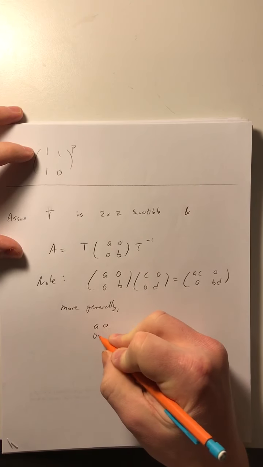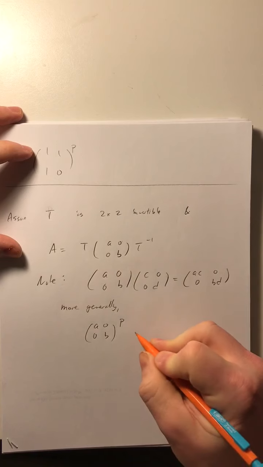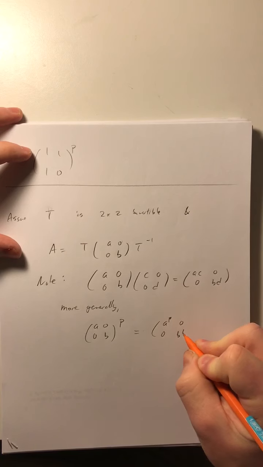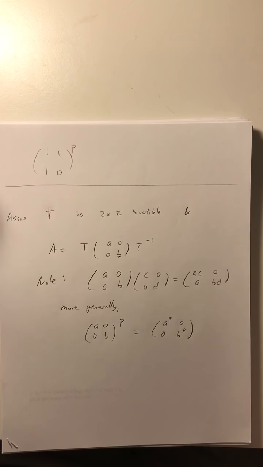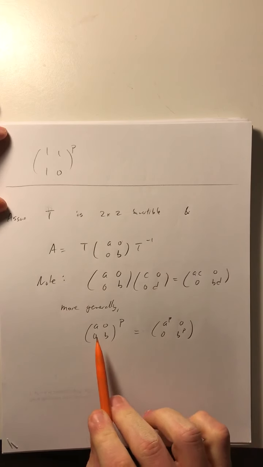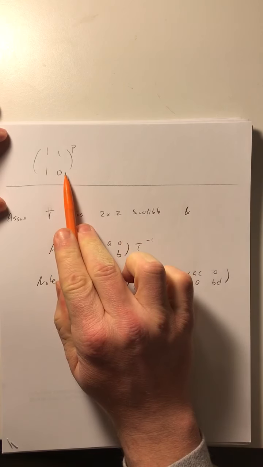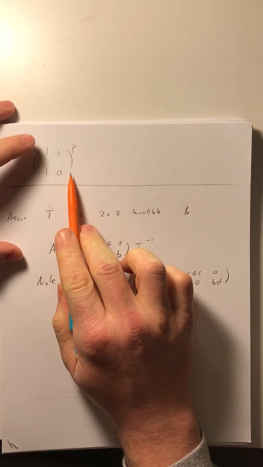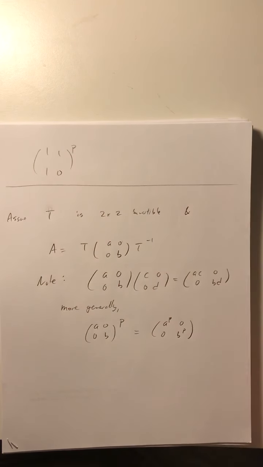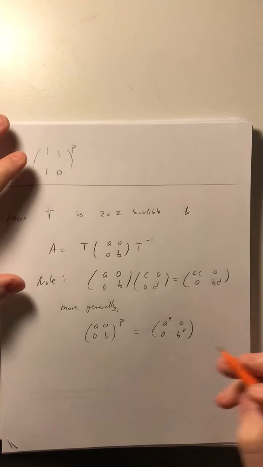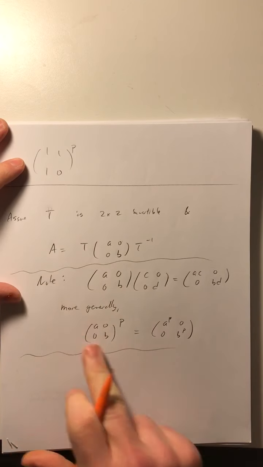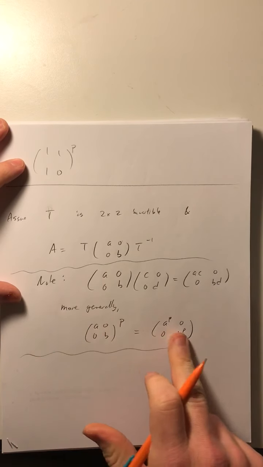So I can say the diagonal matrix A, 0, 0, B to the power P is just A to the P, 0, 0, B to the P. So it's very easy to raise a diagonal matrix to a power. A lot easier than it is to raise a matrix like this to a power. And if you want to see, just try raising this one to the 10th power by hand and find out how much of a pain it is. So it's very easy to raise a diagonal matrix to a power. Just raise the diagonal entries to that power.